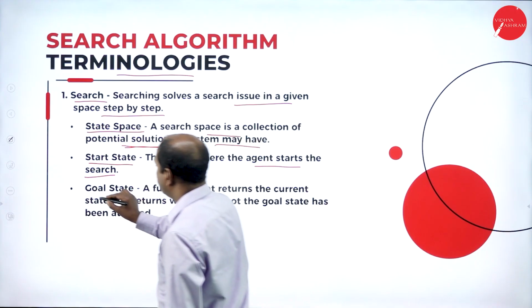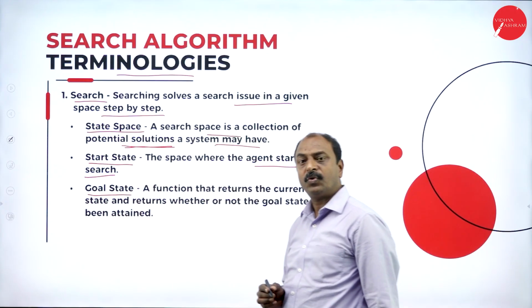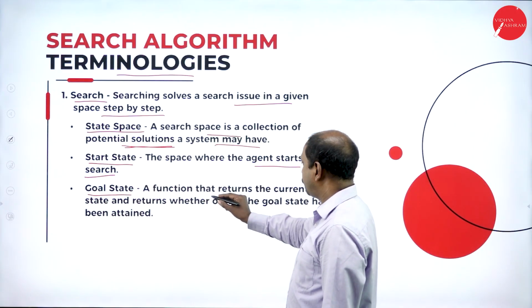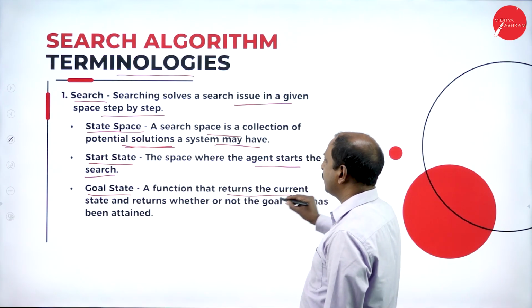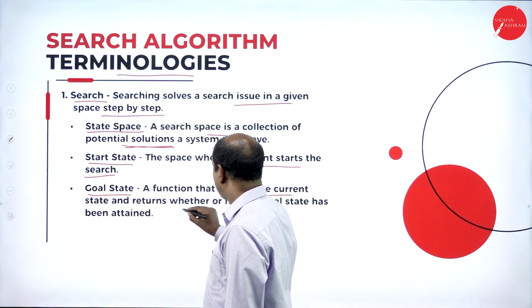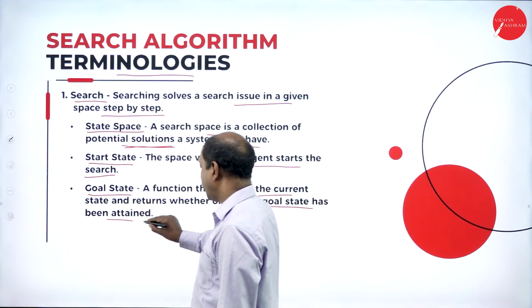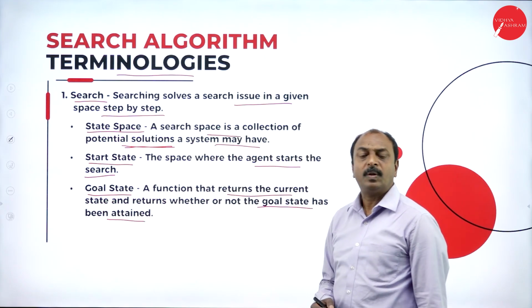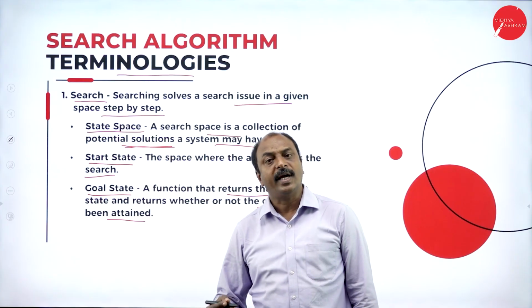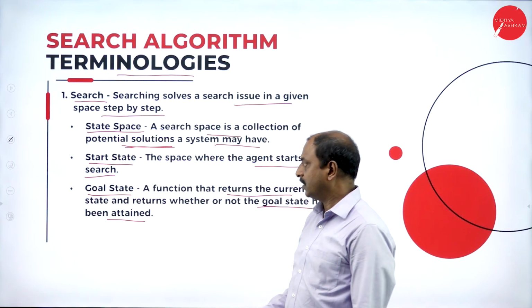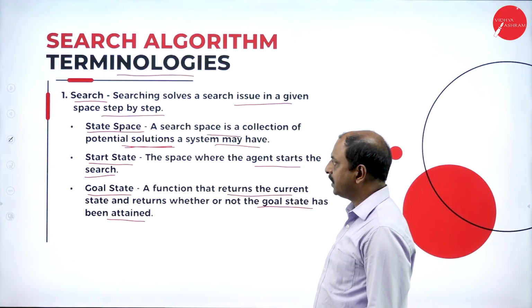Next one is goal state. So what is the definition of goal state? It is a function that returns the current state and returns whether or not the goal state has been attained. So it is a state to represent whether the goal has been reached or not. These are the different technical terms.